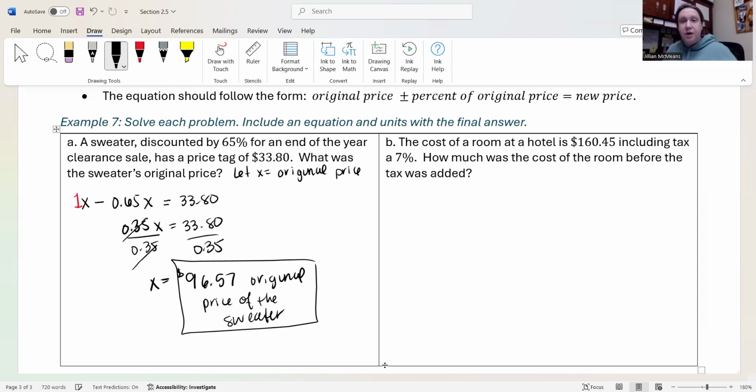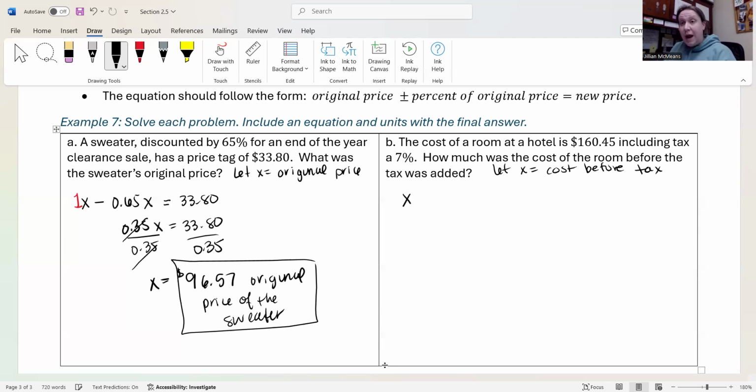All right, so let's look at part B. For part B, it says the cost of a room at a hotel is $160.45, including 7% tax. So that $160.45 already includes the tax. Okay, how much was the cost of the room before the tax was added? So this is a very similar situation. We have the cost of the room. We're going to call it X. We're going to let X equal cost before tax.